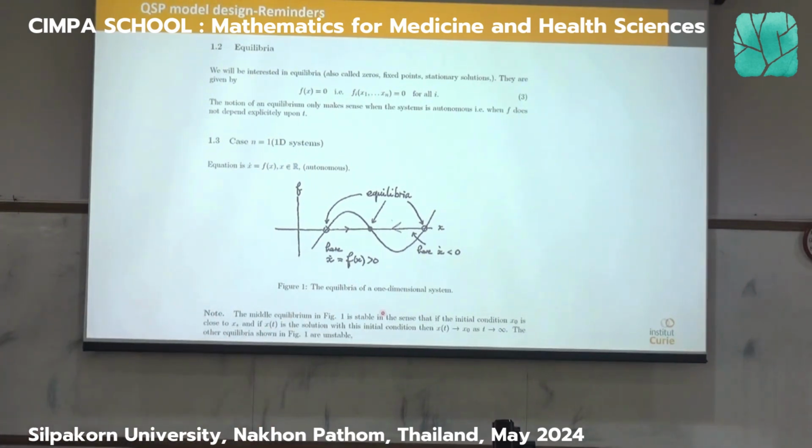Because when you're around here, f of x is positive. And remember that f of x is also x dot. So basically you go in that direction, and here f of x is negative, so you go in that direction. So basically you are attracted. If I start somewhere here, I will be attracted to here. So this one is stable.